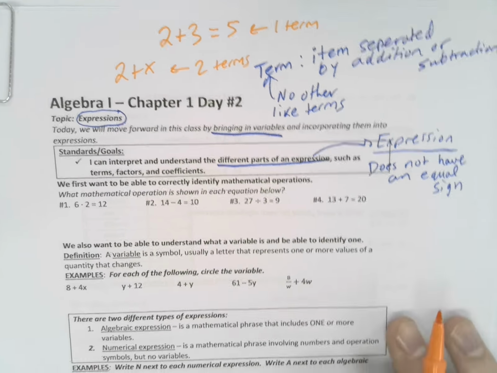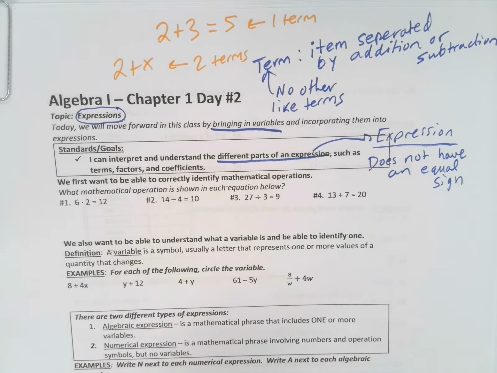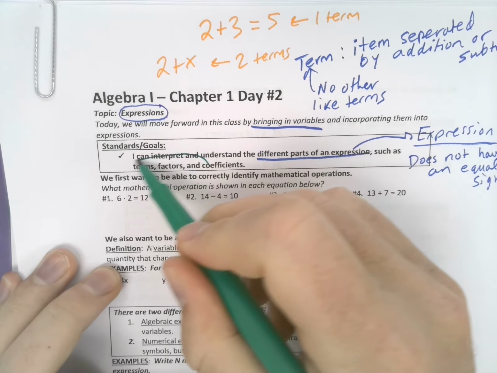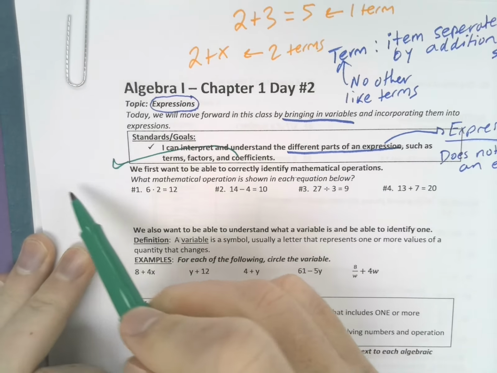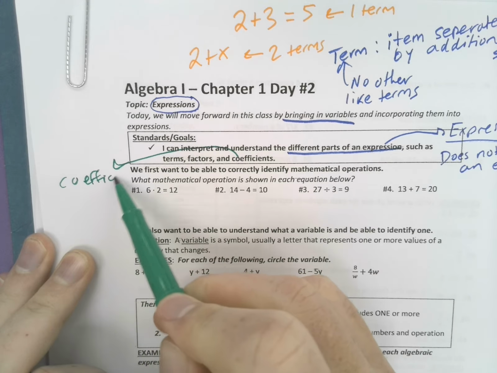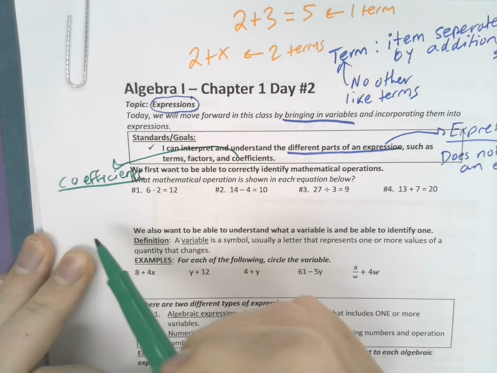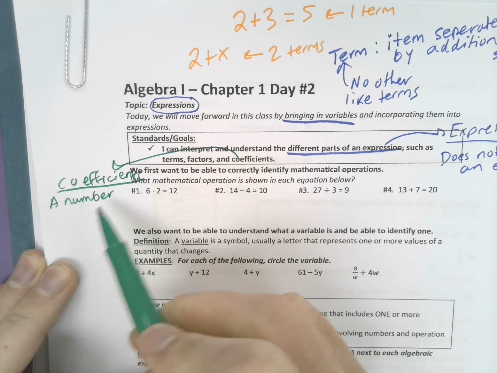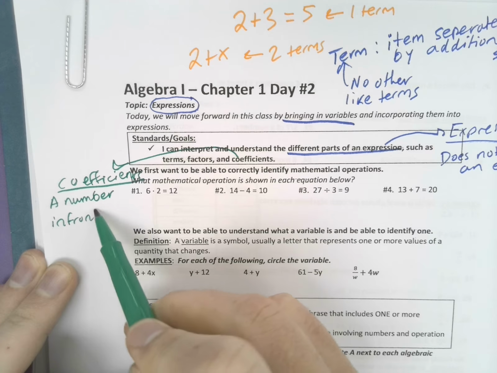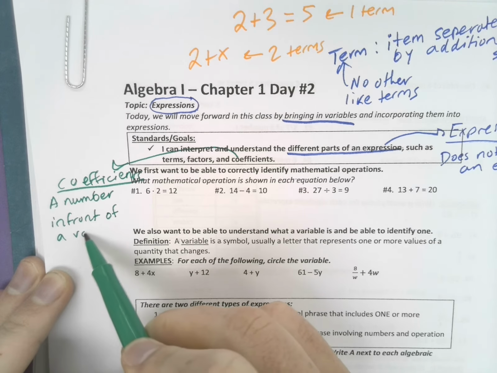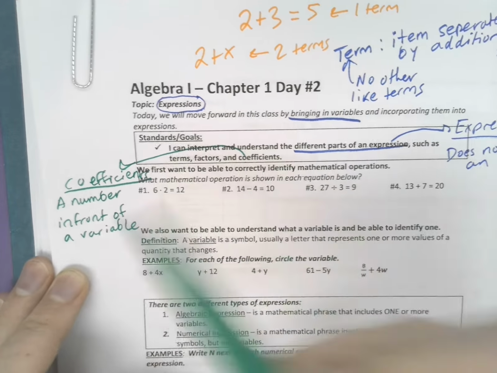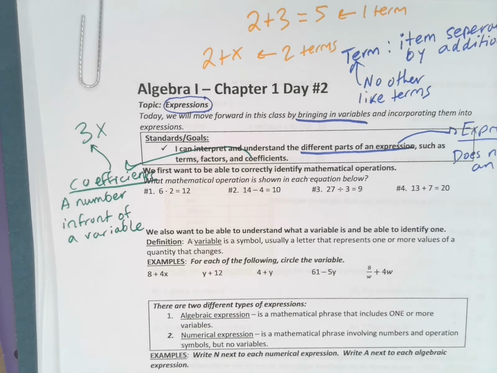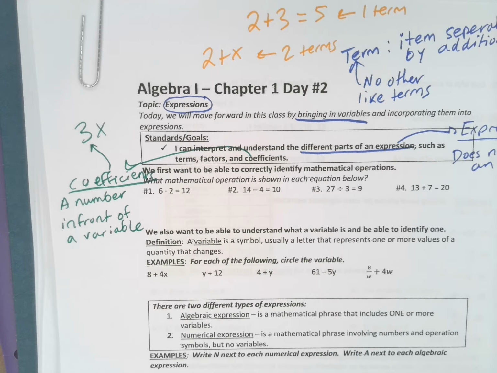All right. Now we've got coefficients. That word sounds really scary. All a coefficient is, guys, what an ugly way to write that word. A coefficient is just a number in front of a variable. So an example of a coefficient, if I had 3x, the coefficient would be 3. That's all that word means.